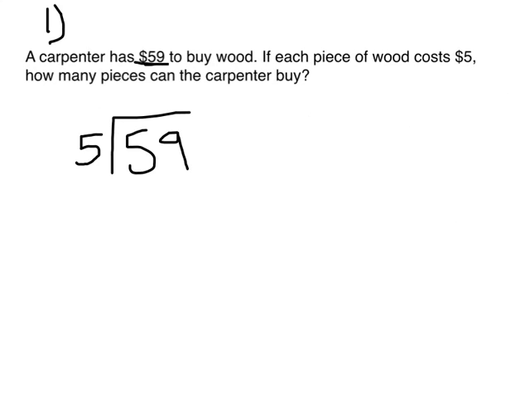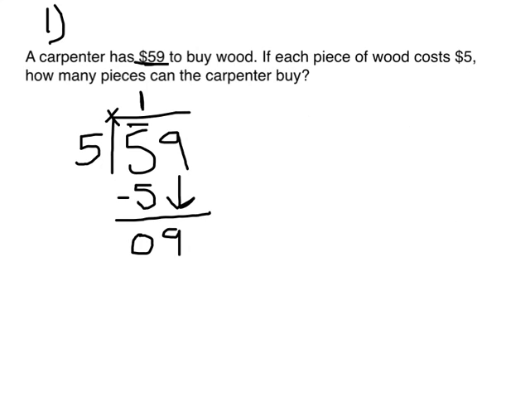So let's start by solving our division problem. Where would I start dividing? 5 tens or 59 ones? I'm going to start with 5 tens. How many times does 5 go into 5? It goes in 1 time. What's 1 times 5? 1 times 5 is 5. Now I can subtract. What's 5 minus 5? It's 0. I can bring down my 9 to start my division in the ones place.